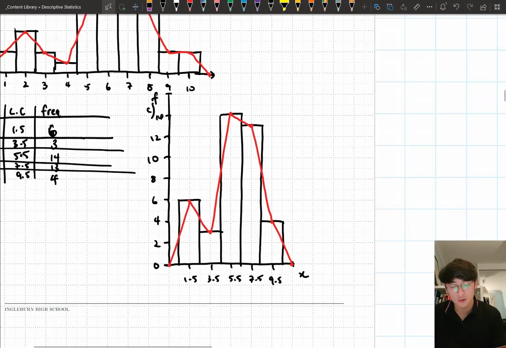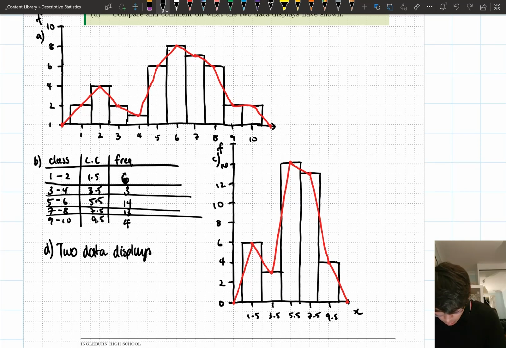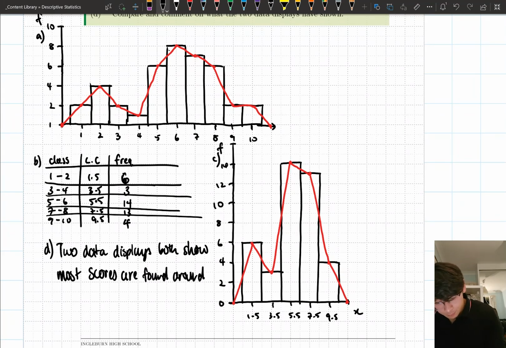Most of our scores are towards the middle between 5 to 8, if you have a look at the columns, so most of them are centered around the middle there at 5 to 8. So that's what I'm going to just say. Compare and comment: the two data displays both show most scores are found around 5 to 8. Okay, cool. So that's how we create a frequency histogram and a polygon.